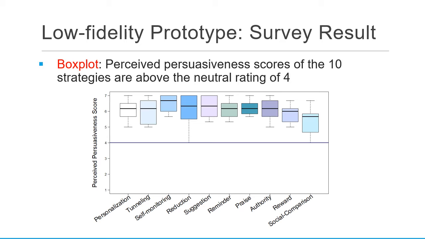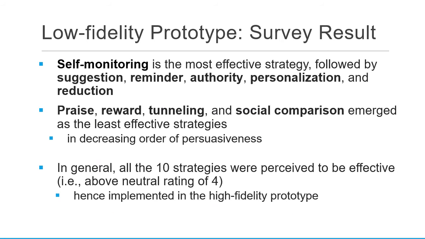As shown in the figure, the perceived persuasiveness scores of the 10 strategies are above the neutral rating of 4, which is represented by the blue horizontal line. In decreasing order of persuasiveness, self-monitoring is the most effective strategy, followed by suggestion, reminder, authority, personalization, and reduction. Praise, reward, tunneling, and social comparison, however, are the least effective strategies.